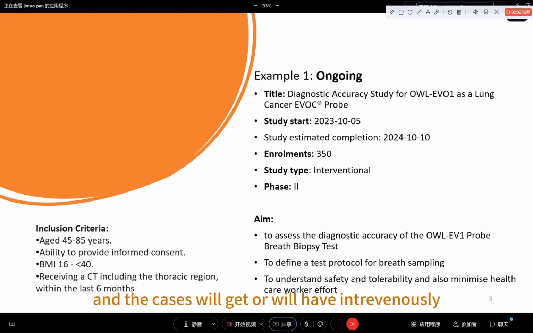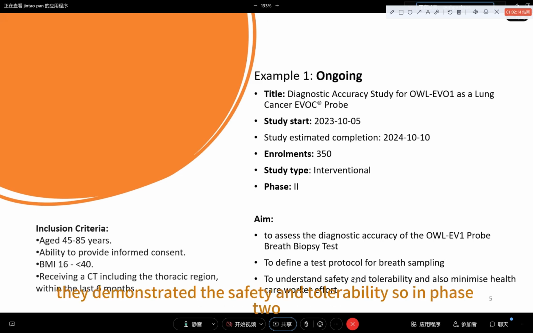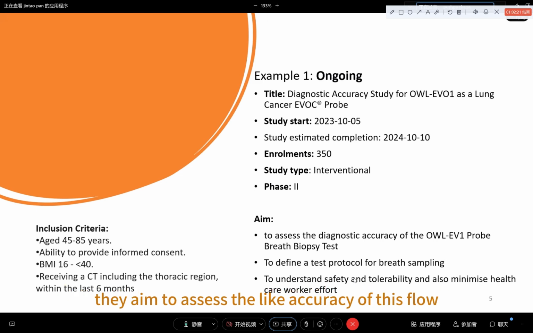Both the control and the cases will have the probe intravenously administered. In phase 1, they demonstrated the safety and tolerability. So in phase 2, they aim to assess the accuracy of this probe. That is their primary objective.